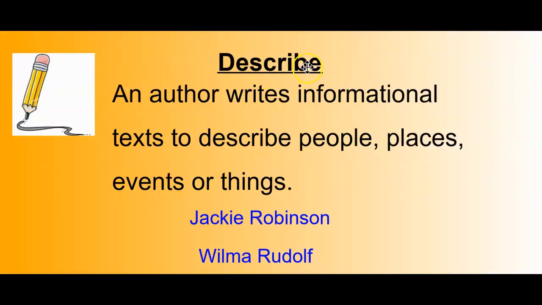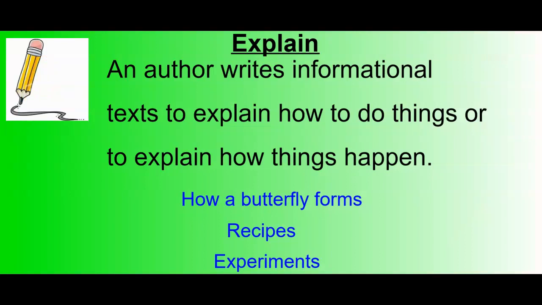An author also writes to describe things. An author writes informational text to describe people, places, events, or things. For example, remember when we read the book about Jackie Robinson and Wilma Rudolph? That is when an author writes to describe something or someone.